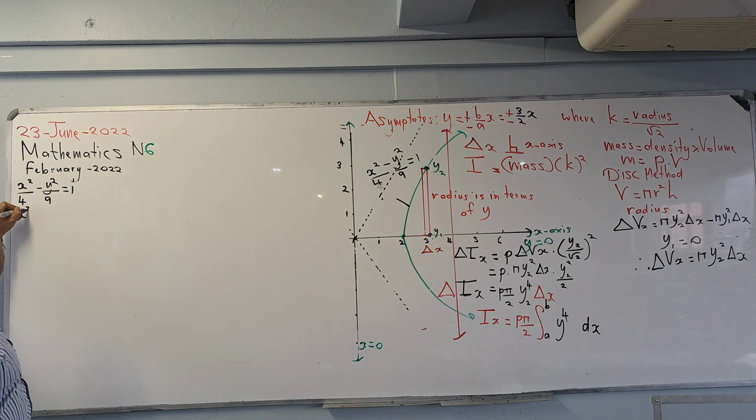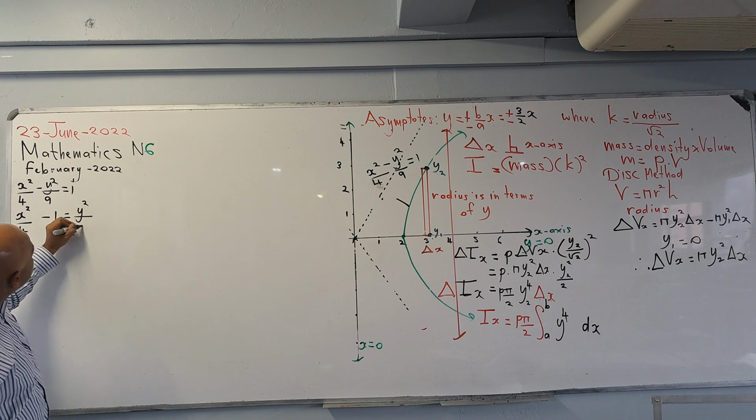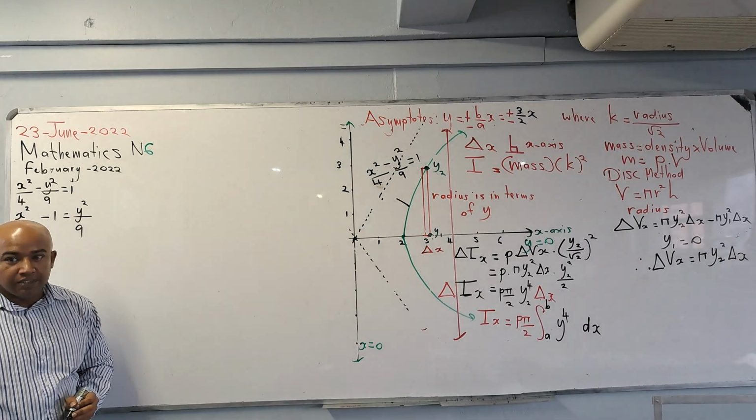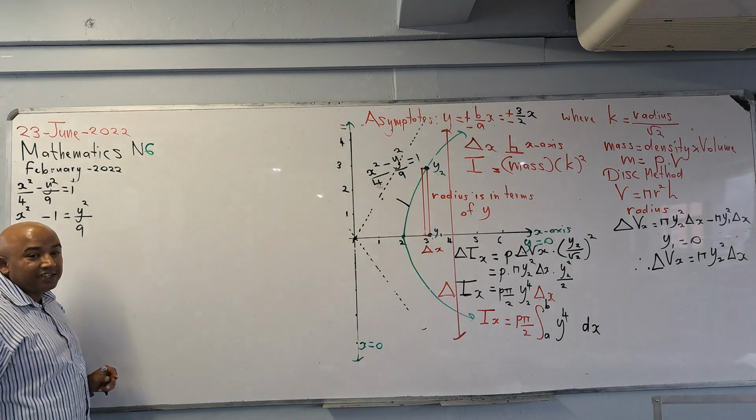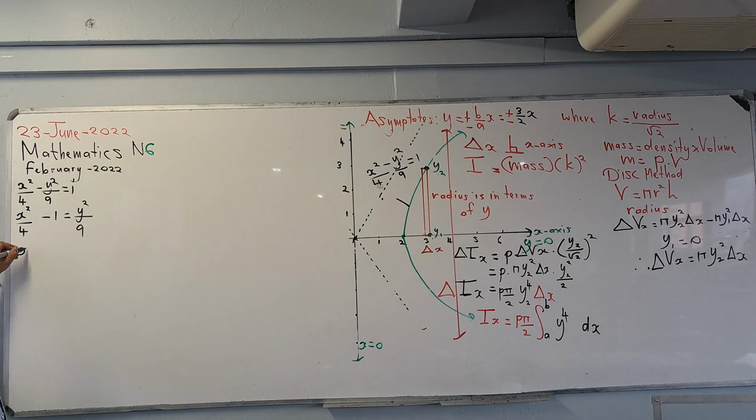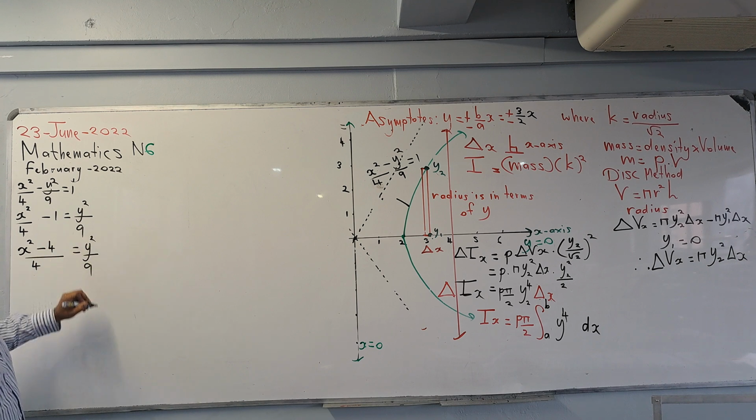Right, so this is going to be x squared over 4 minus 1 is equal to y squared over 9. Right, now what I'm going to do here is I'm going to multiply by 9. Well, let me find an LCD. Let me show you what's going to do. It's best to find an LCD here. Okay, so it's going to be x squared minus 4 all over 4 is equal to y squared over 9. So now all I have to do is multiply by 9 on both sides. So therefore it's going to be 9 times x squared minus 4 all divided by 4 is equal to y squared.